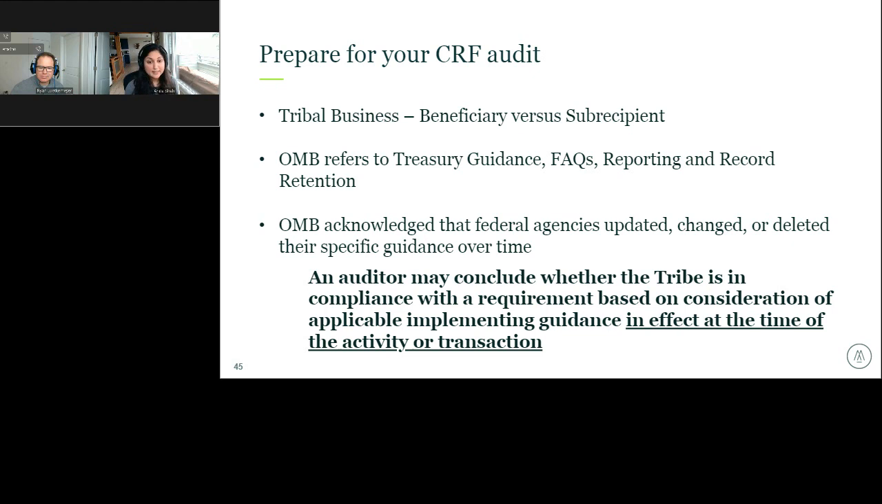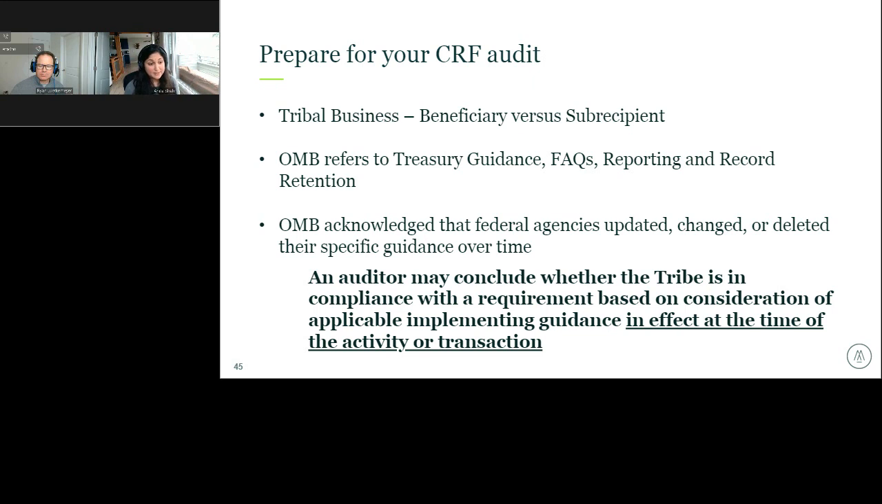And the second part, which I think is the biggest deal, is that OMB acknowledged that federal agencies during the year updated or changed or maybe deleted some specific guidance over time. So OMB is saying to auditors that an auditor may conclude whether the tribe is in compliance with the requirements based on consideration of the guidance in effect at the time of the activity or transaction. This is really good news, because we all know Treasury added its FAQs and guidance documents throughout the year, especially for the CRF program.